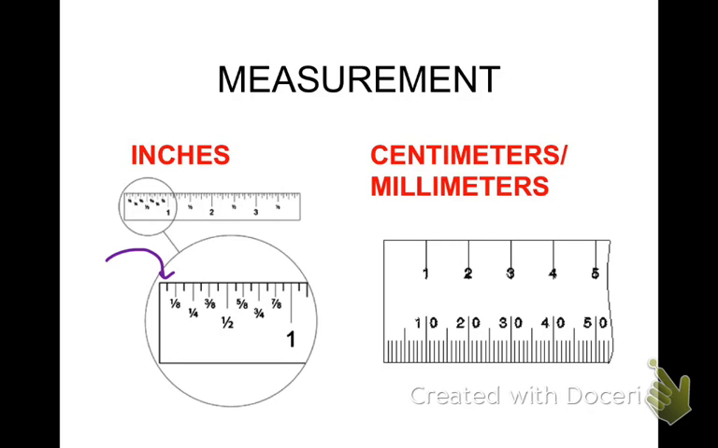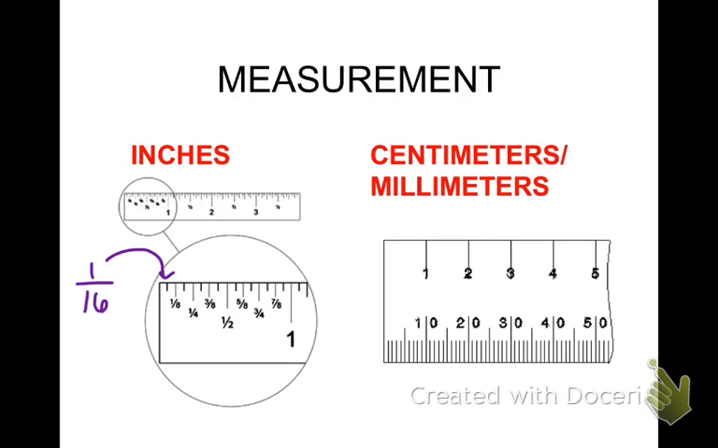So if you can draw an arrow to that first tick mark, that's 1/16. The next tick mark would be 2/16. And what does 2/16 reduce to? 1/8. The next line would be 3/16, then 4/16, which reduces to 1/4. Then 5/16, then 6/16, which reduces to 3/8, and so forth.